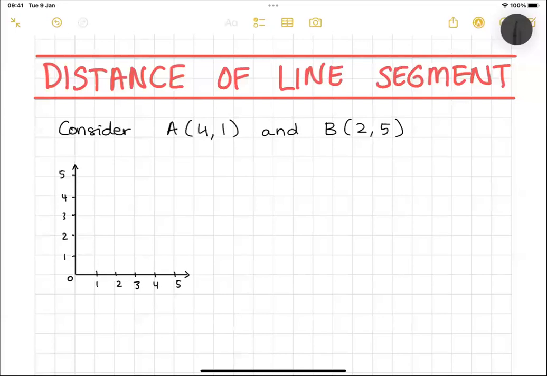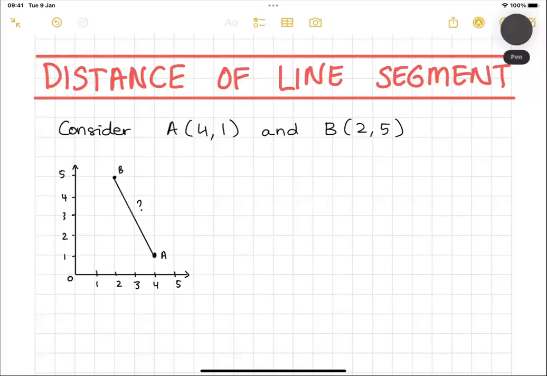So let's consider that point A (4, 1) and point B (2, 5) are plotted on a Cartesian plane, which is a part of a Cartesian plane right here. Let's try and plot it. My point A (4, 1) should be right here, so I'll label that as A. My point B will be right here. Once I've plotted it, let's draw a line and connect the dots, going from point A to point B. That's my line. I need to find the distance, or the length, of that line.